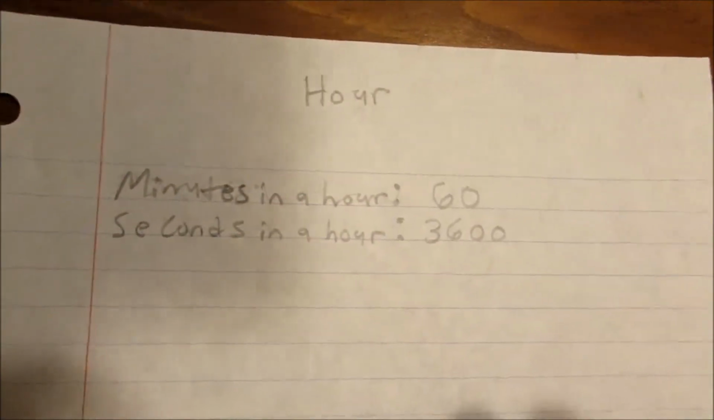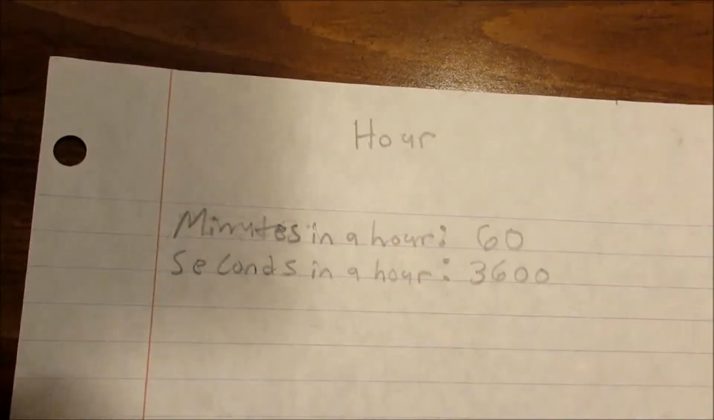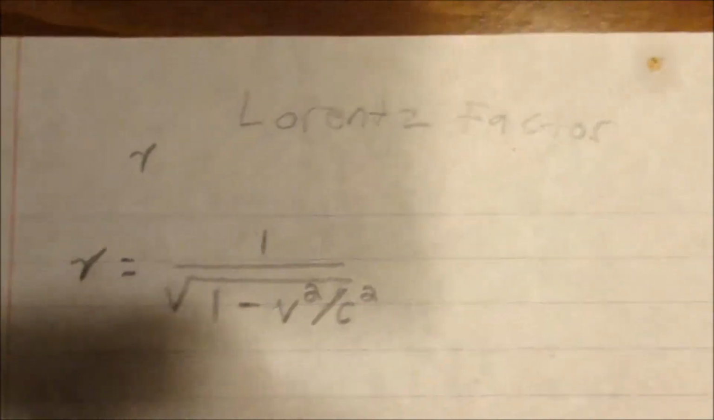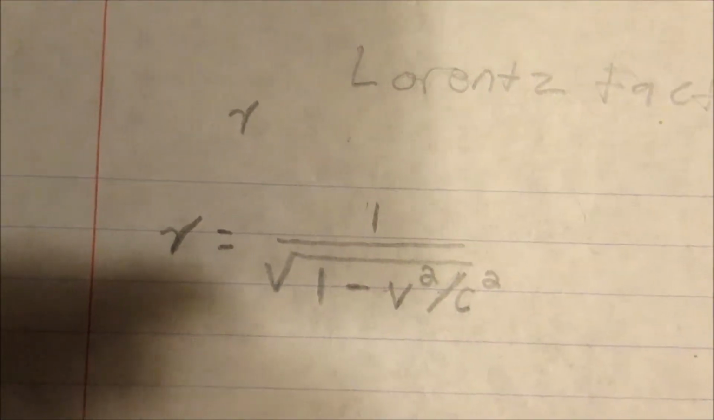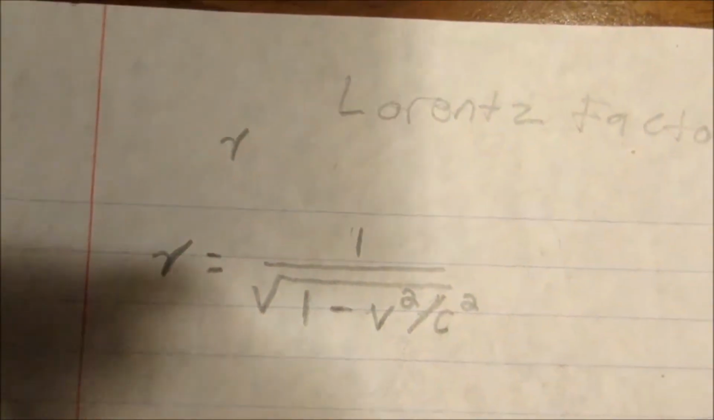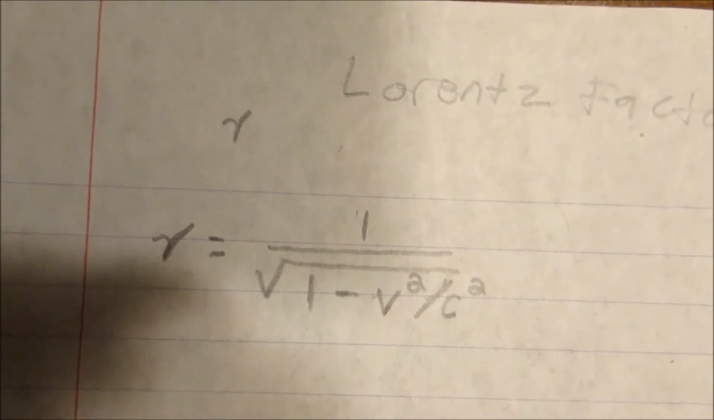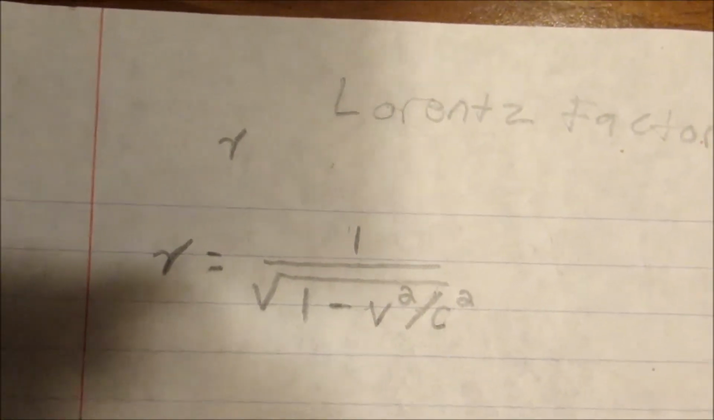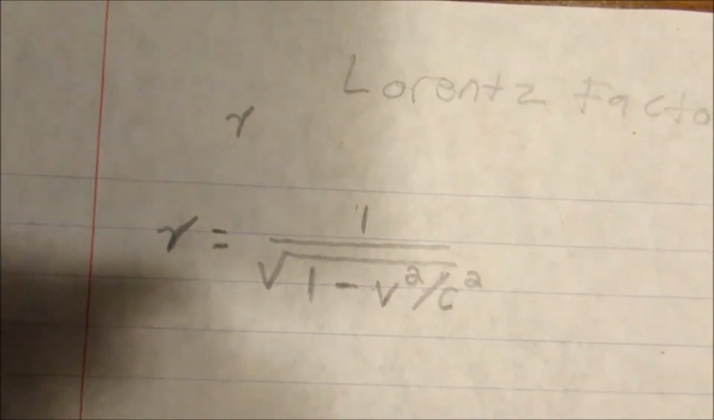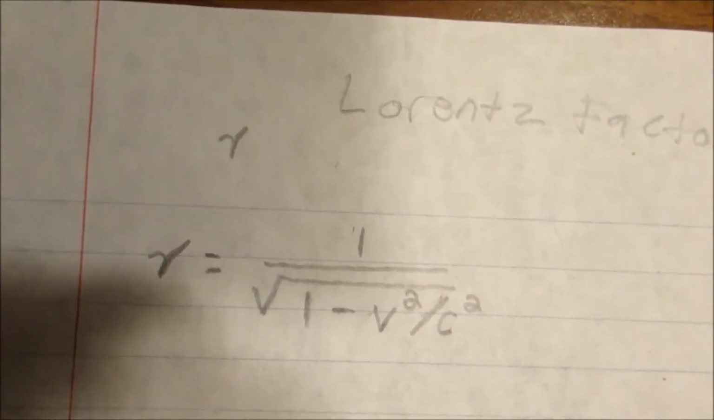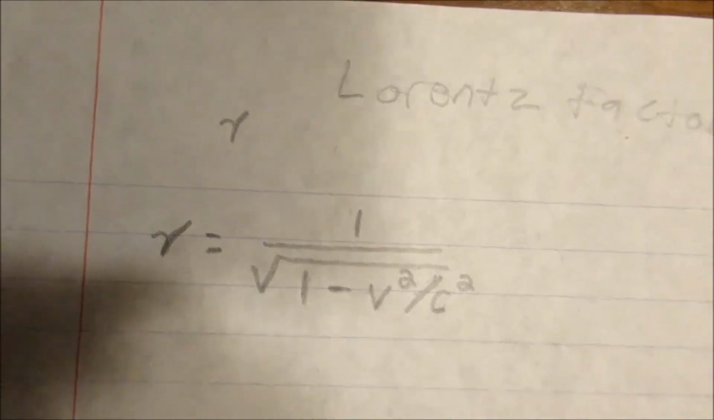There's hour. I'm pretty sure you know what hour is. Minutes in the hour, 60. Seconds in the hour, 3,600. And here's another cool one, Lorentz factor. I don't know if you know what that is, but I am not explaining that to you. I'm sorry, guys. The V means velocity, and C means the speed of light, and that's all I can really explain to you guys right now. That's what the Lorentz factor is.